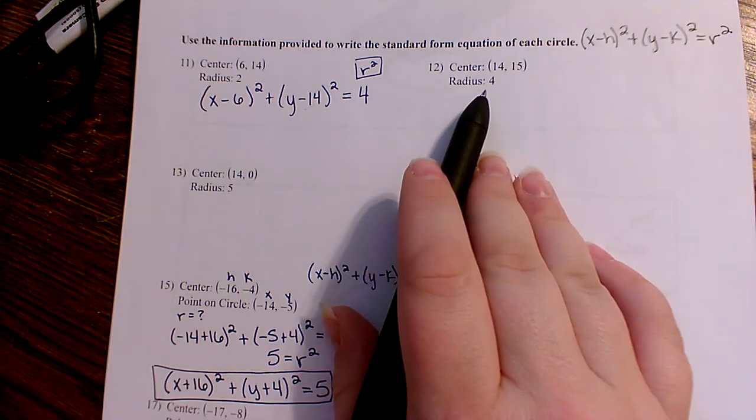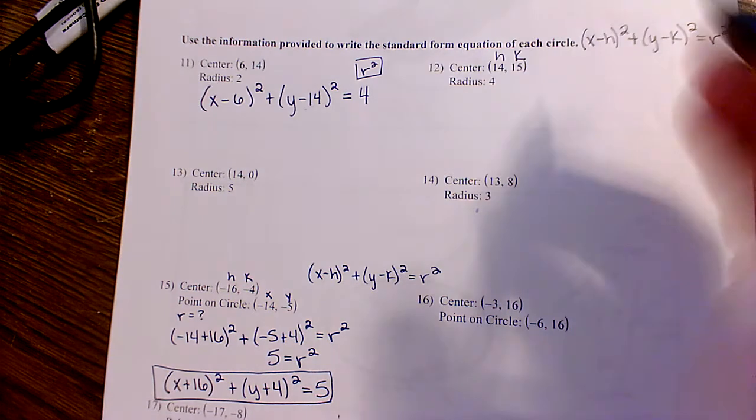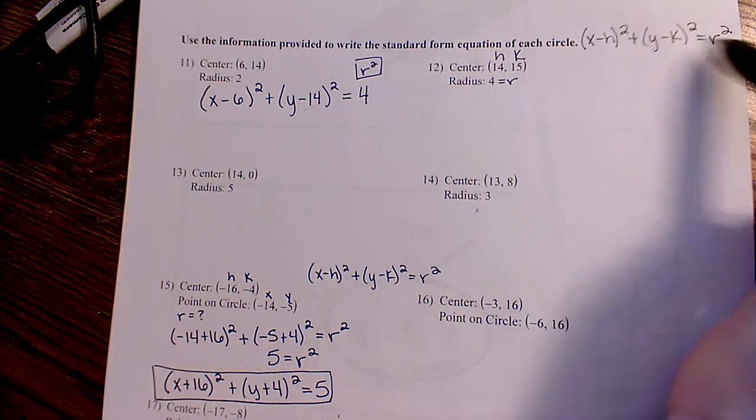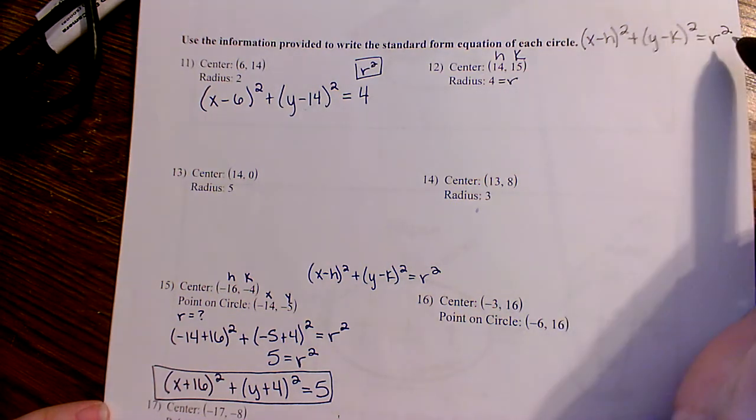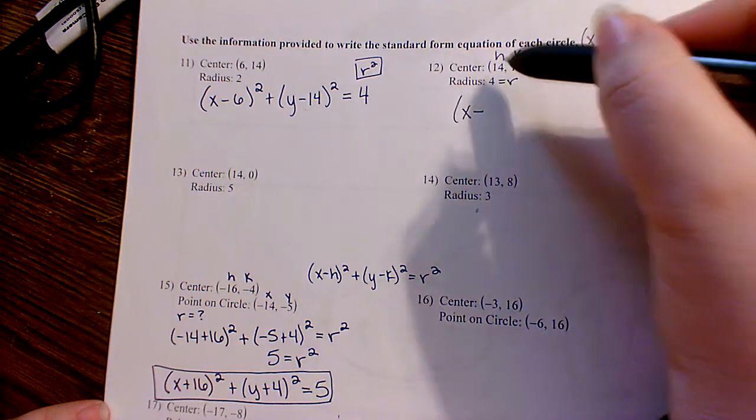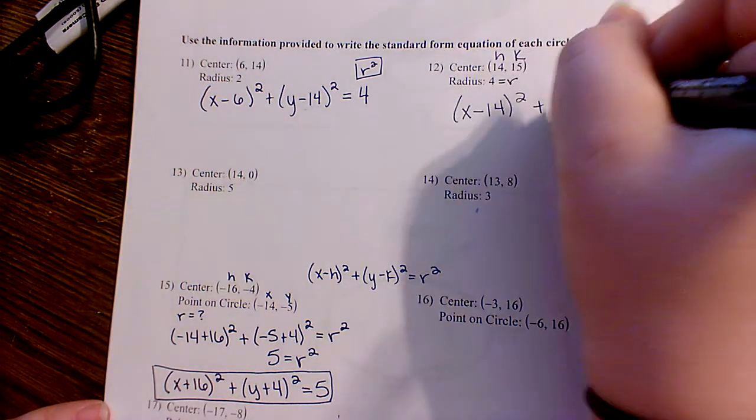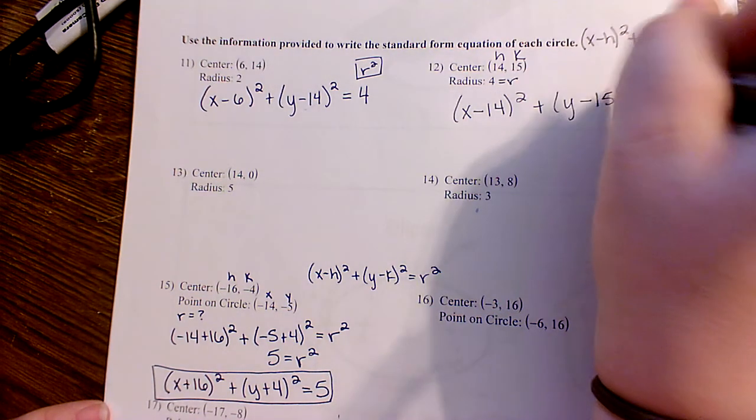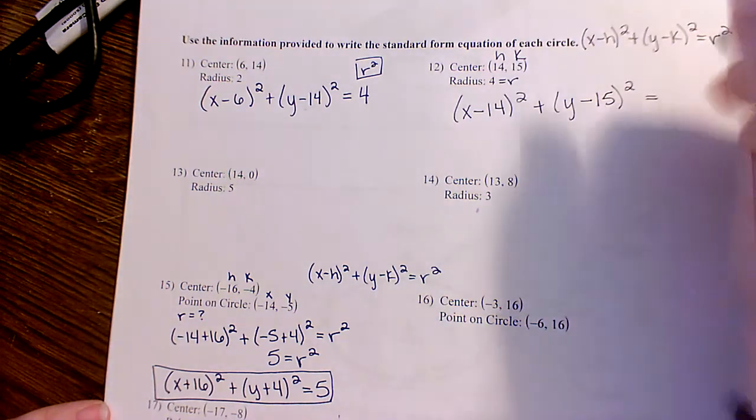So the center we already know is your h and your k. And then we know that the radius is your r. So all we have to do is just follow this format and plug in our numbers, and then we'll have our answer. So we have (x minus h) is 14 squared plus (y minus k) is 15 squared equals r squared. So r is 4.